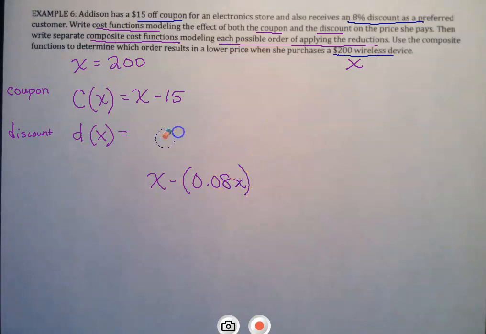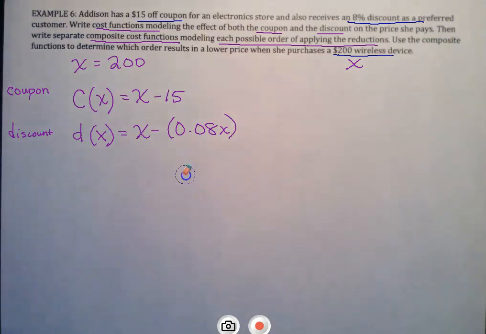Okay, because unfortunately in subtraction order does matter. All right, so X minus 0.08X. Do what? Get a negative number. They have to pay you for the thing you get. That would be pretty awesome. That would be fair.